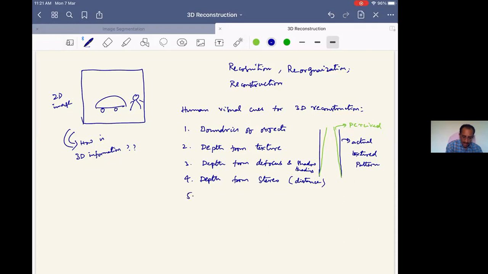Structure from motion, people call it. Structure and depth are all the same. Depth essentially is the distance from the camera, and structure is the 3D information. These are all different ways.